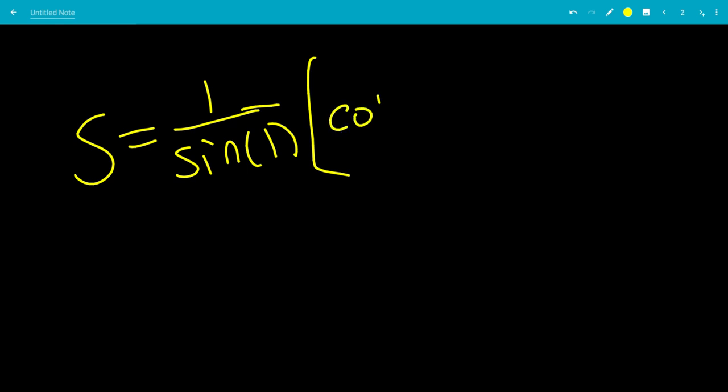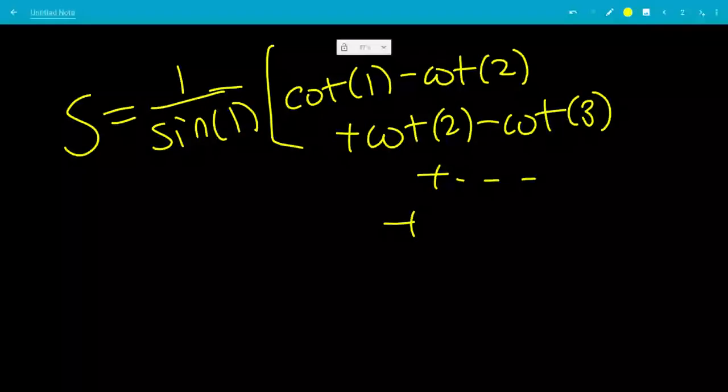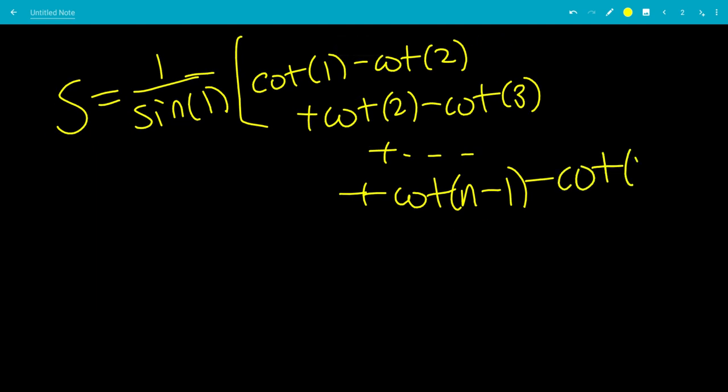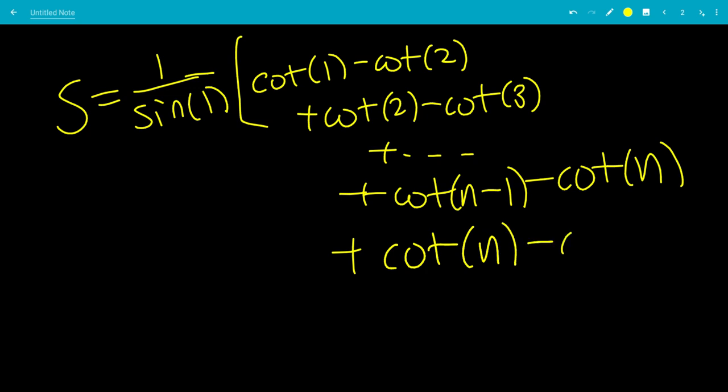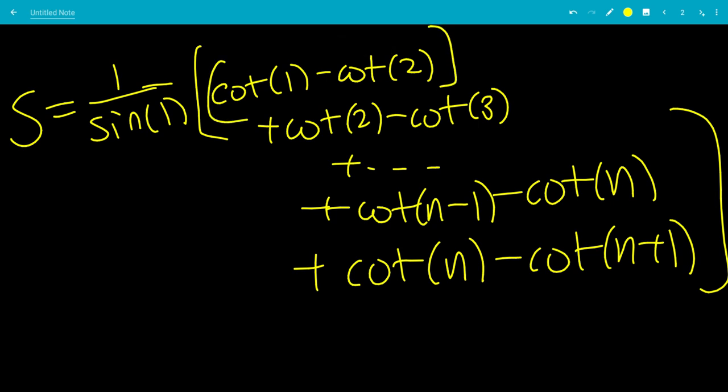So that would be cotangent 1 minus cotangent 2, plus cotangent 2 minus cotangent 3, all the way up to the n minus 1 case, which is cotangent (n minus 1) minus cotangent n, and then finally we have cotangent n minus cotangent of (n plus 1). Each of these is in parentheses to make it easier to see.